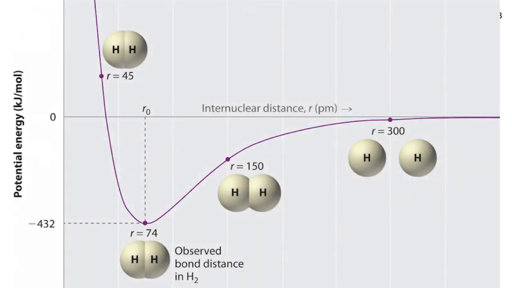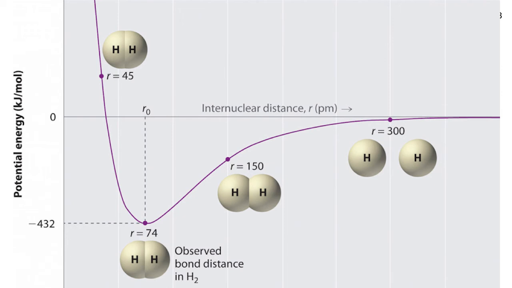Here's another nice didactic curve. Now here's one way to think about it. Down here at 74, that's your bond distance in the chem lab and also in your theoretical calculation, about minus 432 kilojoules per mole. So that's the typical chemistry nonsense of moles.